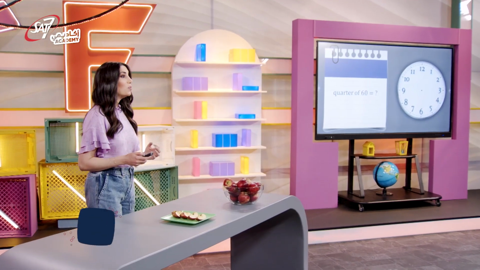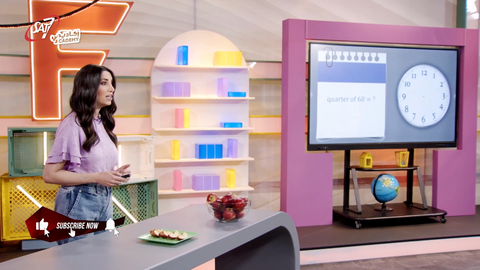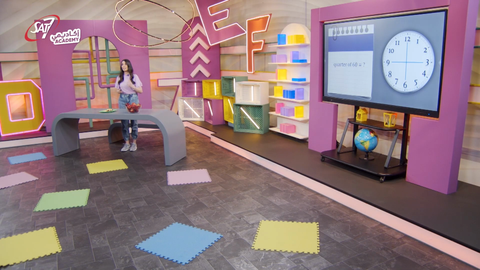What's a quarter of 60? 60 is the number of minutes in an hour. So when we say a quarter of an hour, how many minutes are we referring to? Just as we cut the apple into 4 equal parts, we can cut the hour into 4 equal sections. How many minutes is each section? If you know the answer, share it with me in the comment section of this video.